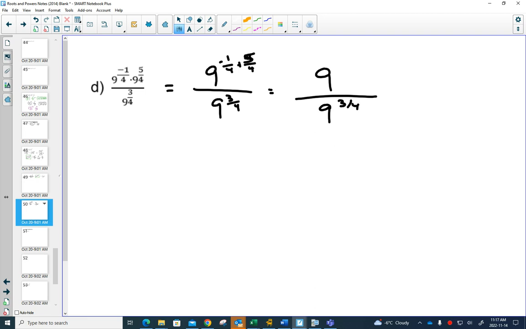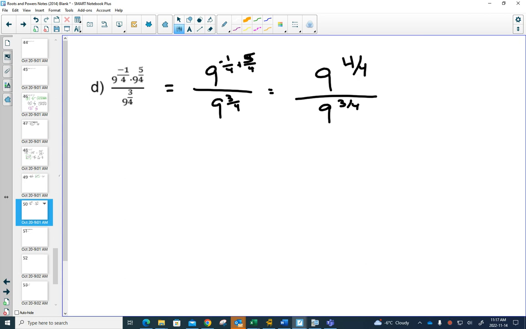That would be a 4. And then, negative 1 over 4 plus 5 over 4 gives me 4 over 4, which is just 1. And now, well, I'm going to keep it at 4 over 4. Is that okay if I keep it at 4 over 4?